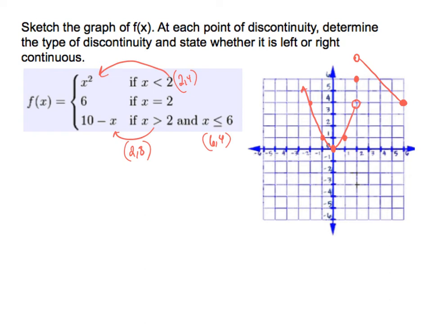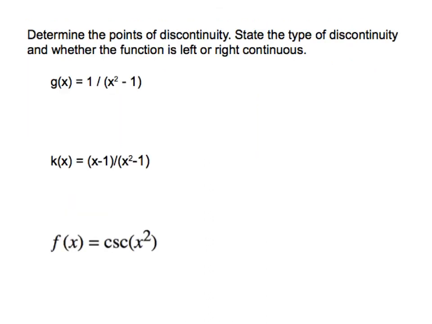Okay. So now, again, I have a jump discontinuity at x equaling 2. And this one is neither, because my function value does not match the left or the right.